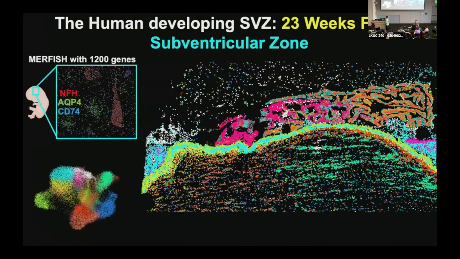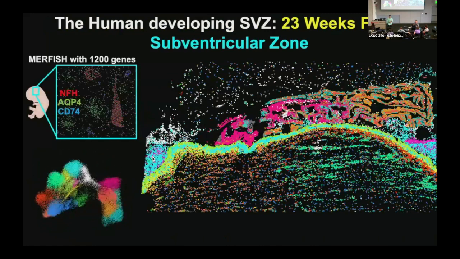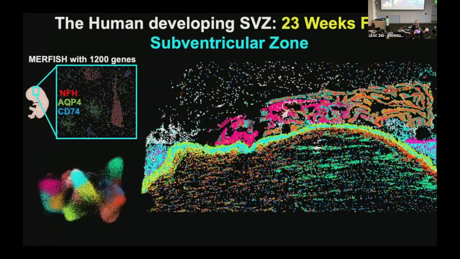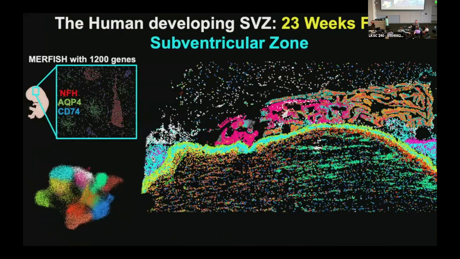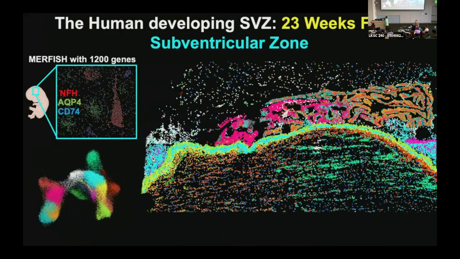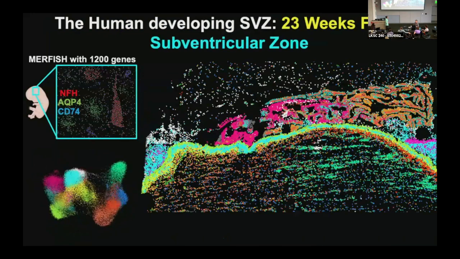Lastly, what we did is perform this experiment in a human context, in a human brain. So here you see a MERFISH experiment in the human developing subventricular zone. Again, this is the same brain region we were focusing on. And we performed 1,200 genes MERFISH. It looked pretty good. The RNA is really high quality. And we performed this, again, the same pipeline, 3D UMAPs, and then brain projections.